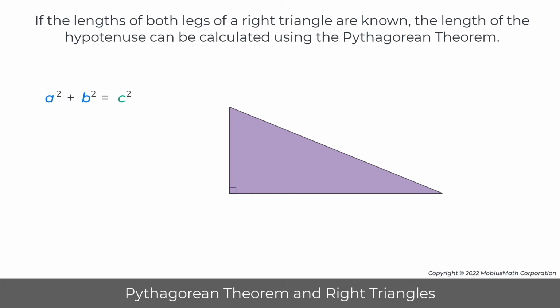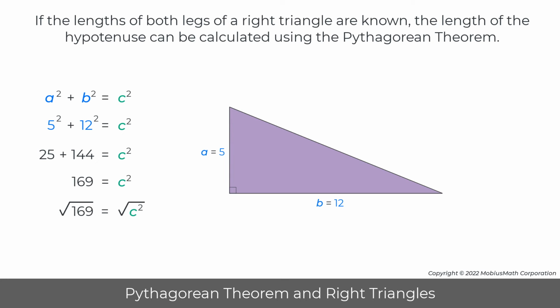If the lengths of both legs of a right triangle are known, the length of the hypotenuse can be calculated using the Pythagorean theorem. For this right triangle, the length of one leg is 5 and the length of the other leg is 12. These values can be substituted into the Pythagorean theorem. Then, the equation can be solved for c, the length of the hypotenuse. So, this right triangle has side lengths of 5, 12, and 13.